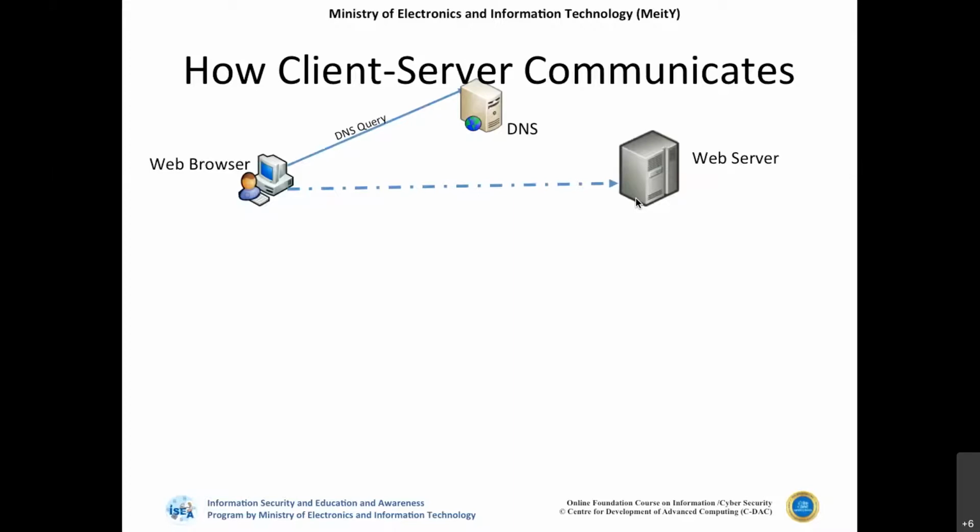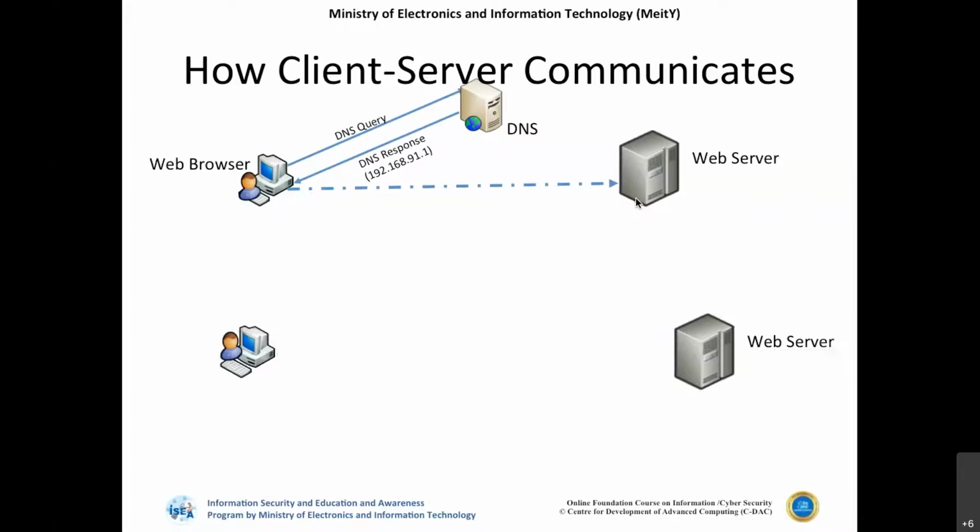Even though I'm requesting www.cdac.in, by the time it is not announced at this IP address, it goes to the DNS server which has this IP address. Well, what is the IP address of www.cdac.in? So the DNS responds with one IP address, and then once this communication is over, the client will do the next step.